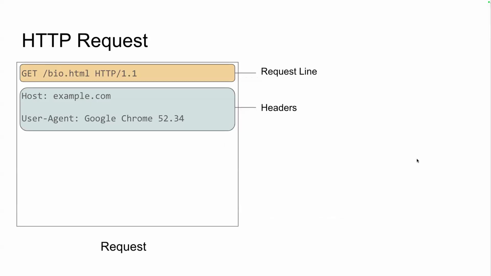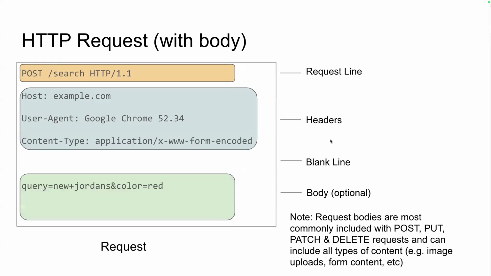HTTP request. We have the request line plus the headers. In the headers, we can see the host and the user agent. There's a couple of other headers that we can dive into, but we're not going to talk about that just yet. All right, can I get somebody to read this slide here?